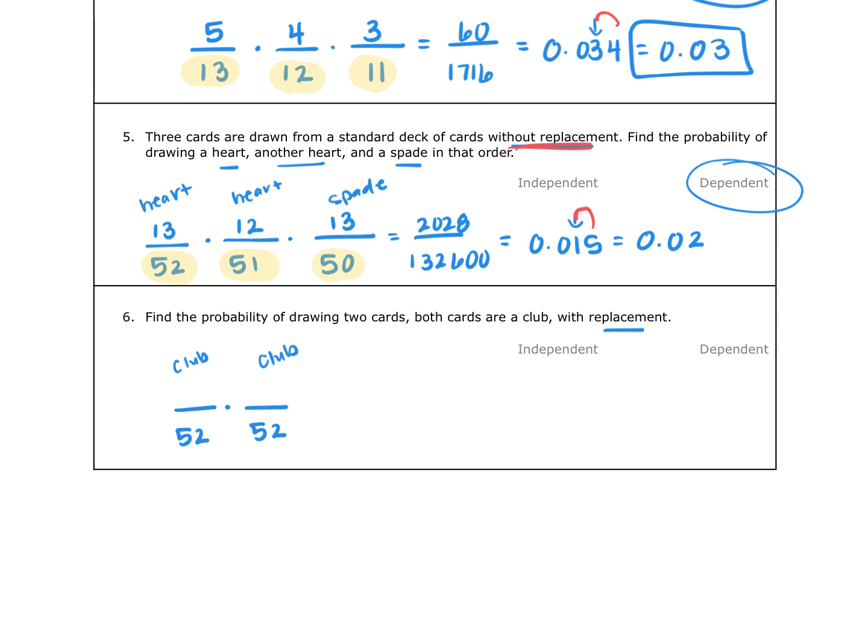When you talk about cards in a deck, there are 13 clubs in a deck. If I looked at it and put it back in, there are still going to be 13 clubs in a deck. Okay, so if I do 13 times 13, I get 169. And if I do 52 times 52, I get 2,704. If I take 169 divided by 2,704, I get 0.062. I'm looking at my hundredths place.